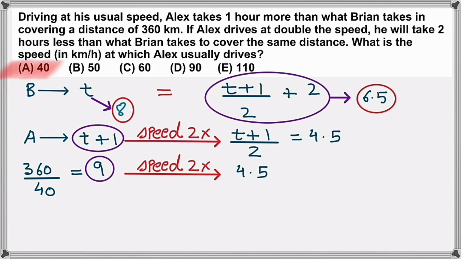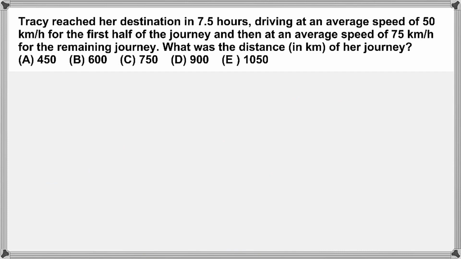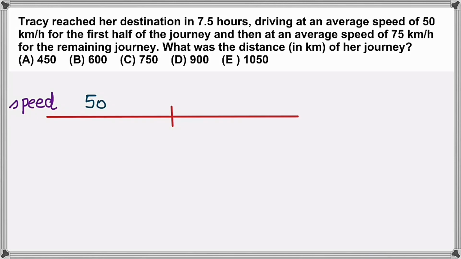We go on to option C to reverse check it and proceed the same way. You will find that it substantiates everything the question says. Let's see what we have in the second question. Tracy reached her destination in 7.5 hours, driving at 50 km per hour for the first half and at 75 for the second half of a journey.